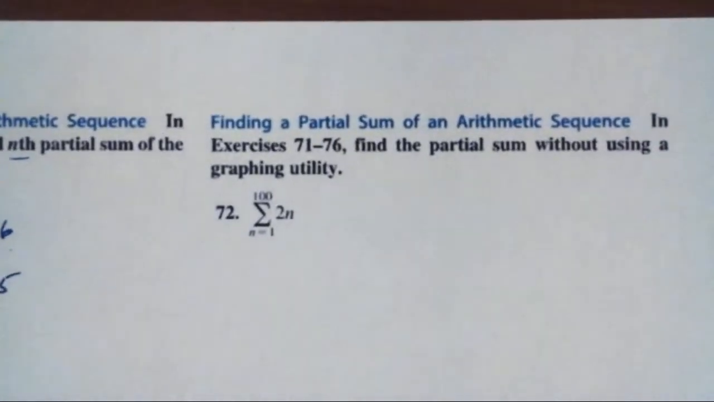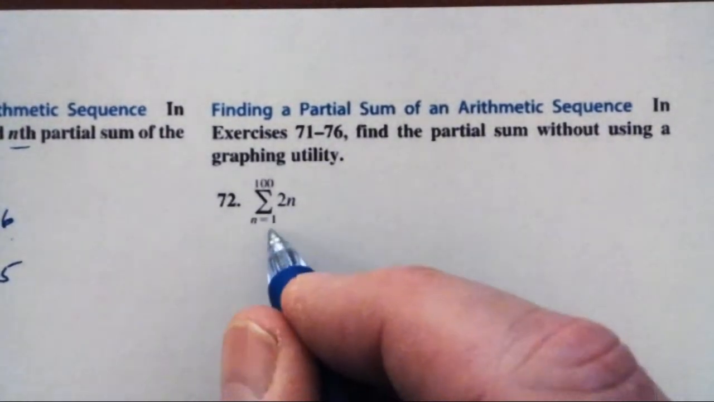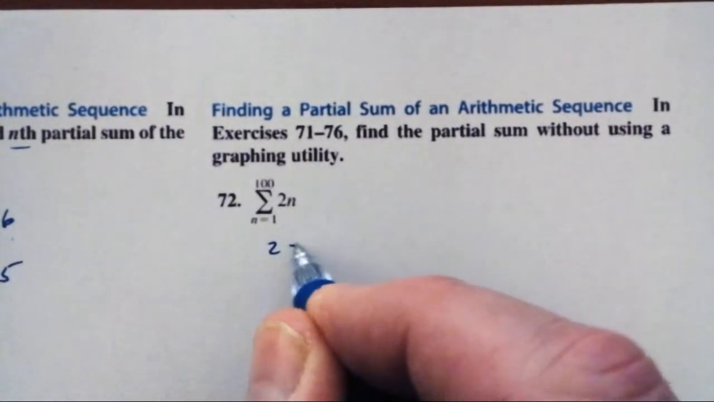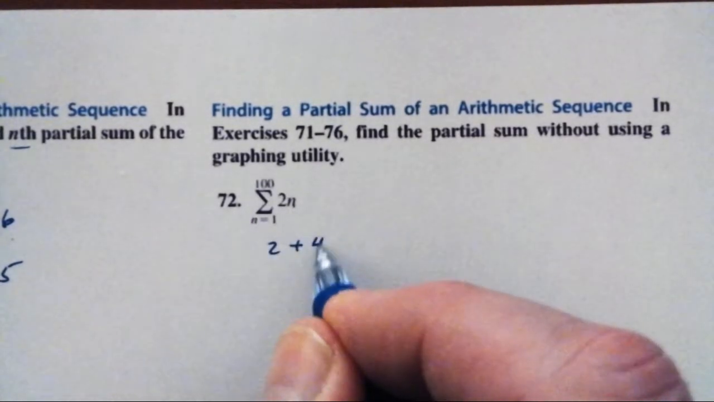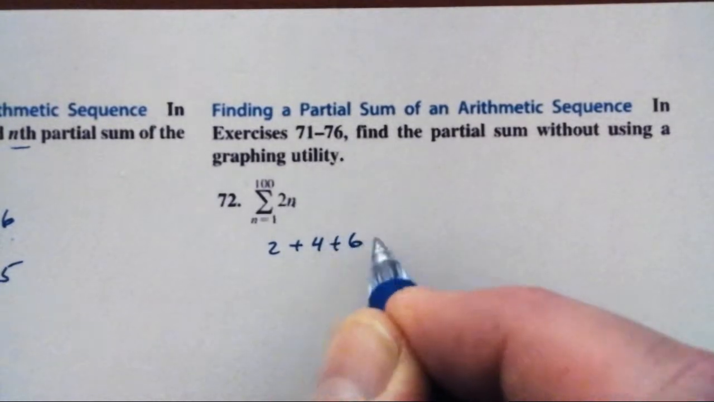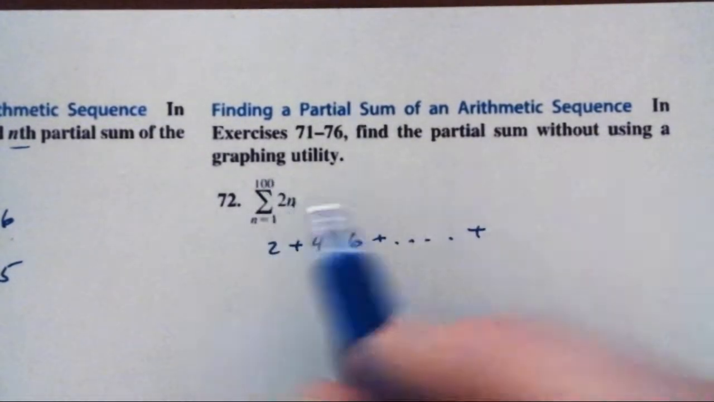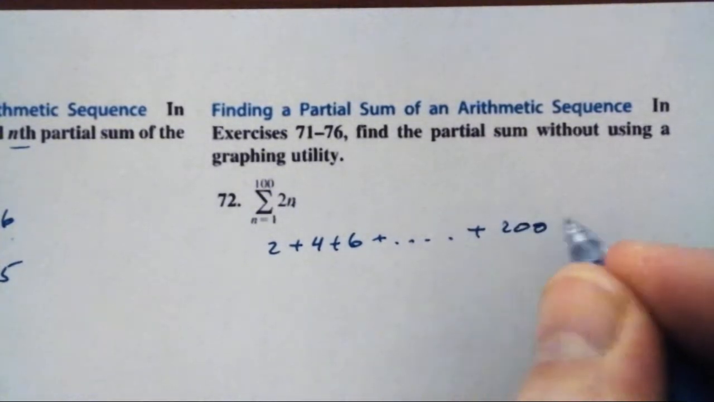Okay. Find the partial sum without using graphing calculator. Well, let's take a look at what our terms look like. When n equals 1, I get 2. Plus, when n equals 2, I get 4. Plus, when n equals 3, I get 6. I see our pattern. Plus, dot, dot, dot. When n equals 100, I get 200.